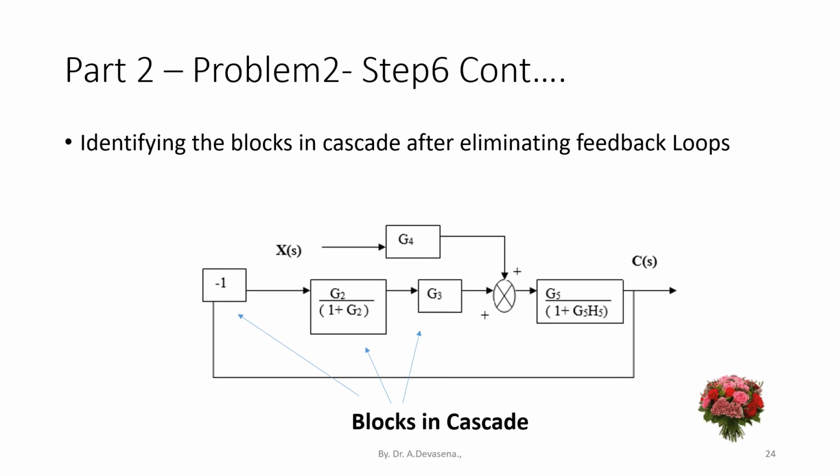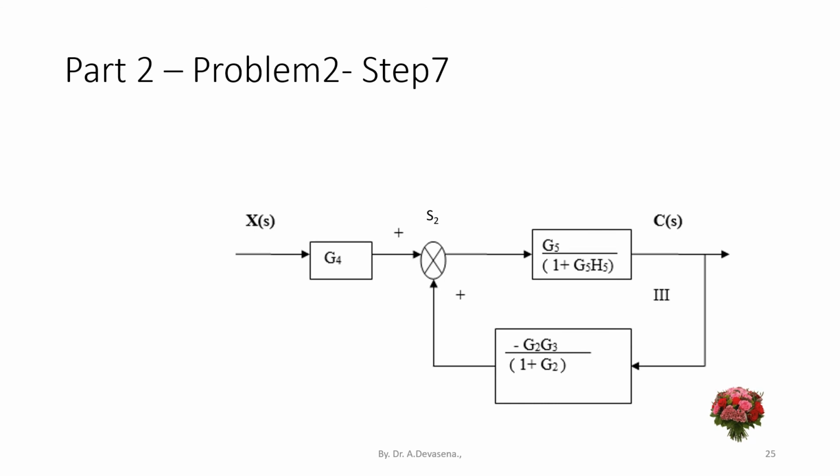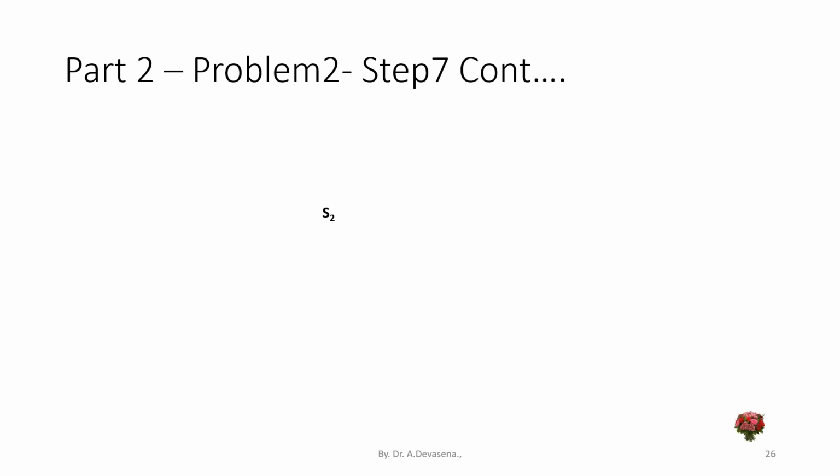So we have to combine the blocks in cascade by applying the rule for combining the blocks in cascade, that is multiplying the individual blocks for removing these blocks in cascade. Step 7. Redraw the given block diagram and combine the blocks in cascade. Here is a redrawn diagram.